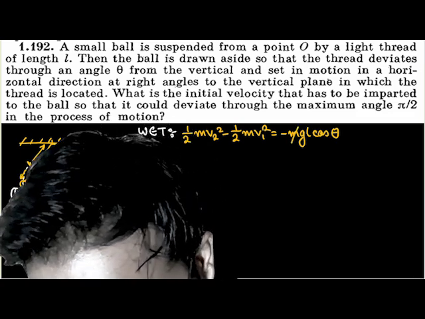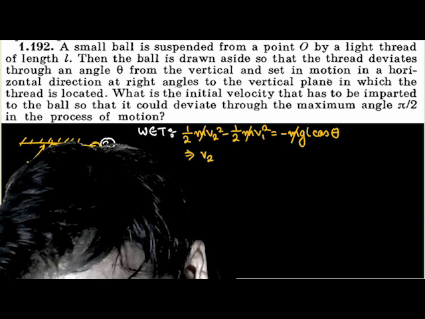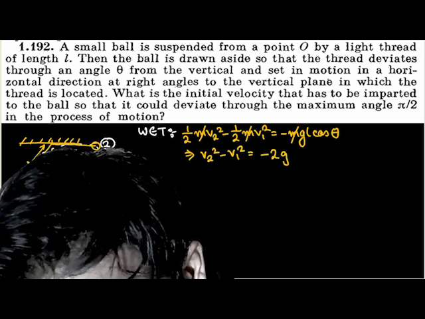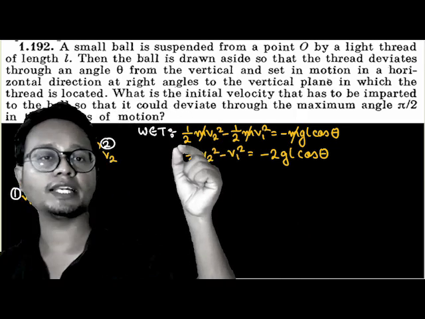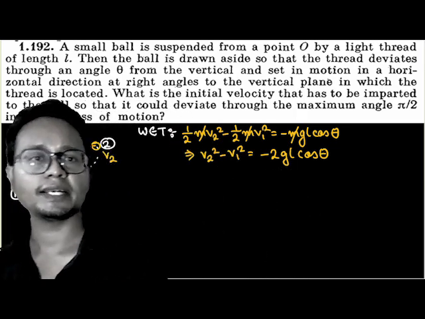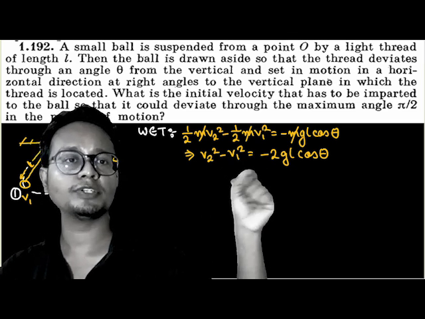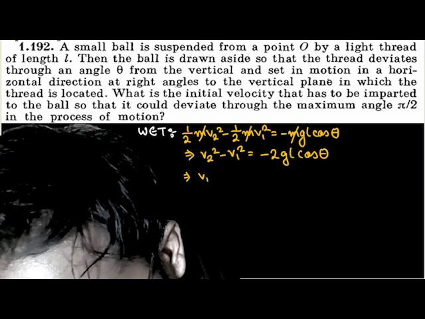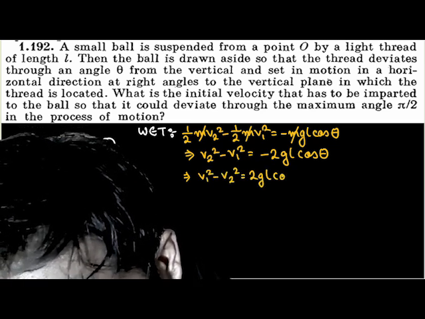Fair and fine. Let's cancel out the m. So from our first equation, we get v2 square minus v1 square is equal to minus 2gL cos theta. I just took half common and multiplied the 2 on the right hand side. Then if I multiply both sides by minus 1, what will I get? v1 square minus v2 square is equal to 2gL cos theta.